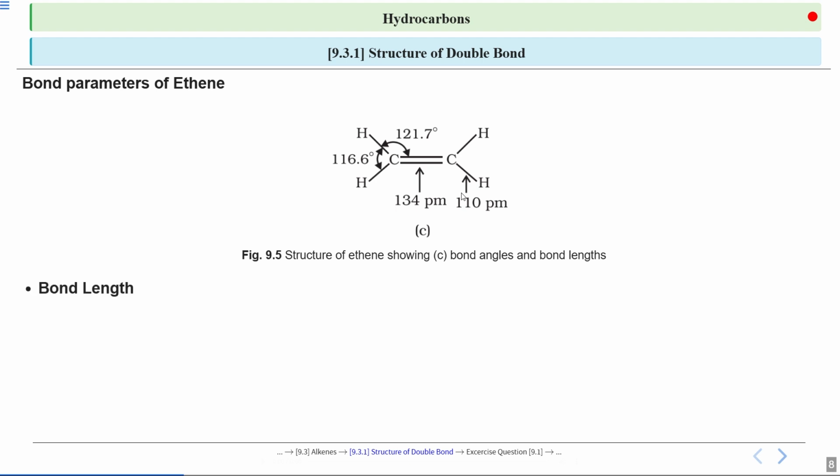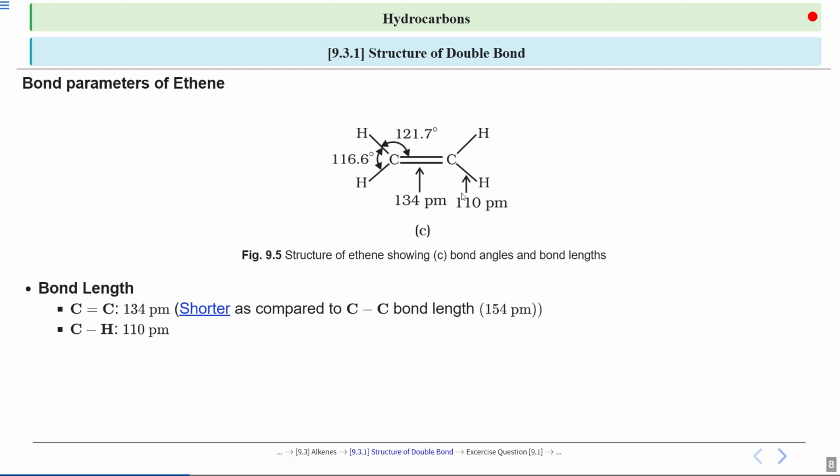First of all, starting with the bond lengths. The carbon-carbon double bond, denoted as C=C, has a bond length of 134 picometers. This is shorter than a typical carbon-carbon single bond, which is about 154 picometers. The double bond pulls the carbon atoms together. They are now much closer as compared to the alkane's carbon-carbon distance.